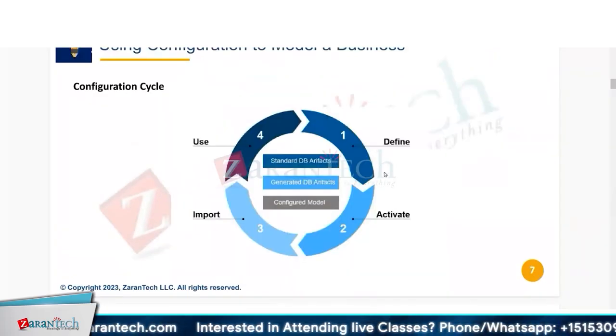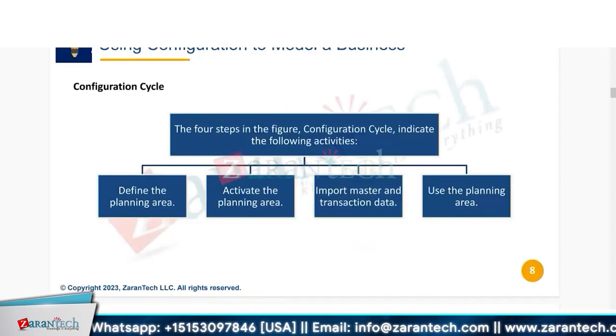Okay, so we have four major steps in the configuration cycle. One is define. First we have to define the master data in the system, then activate the master data. You can also import the master data, and finally use it. So these are the four major steps in the process of configuration cycle.